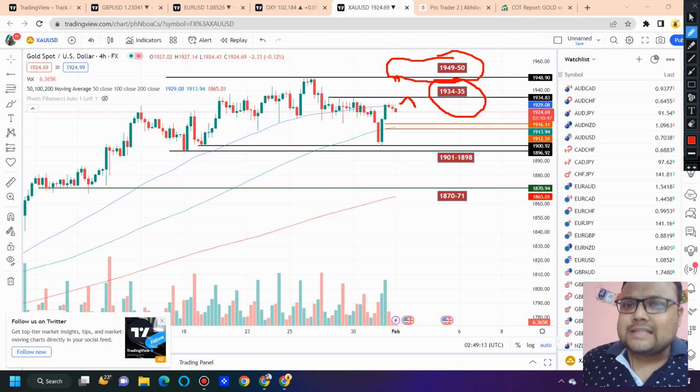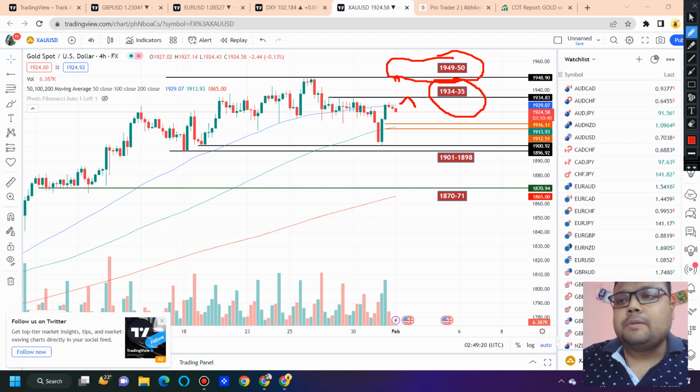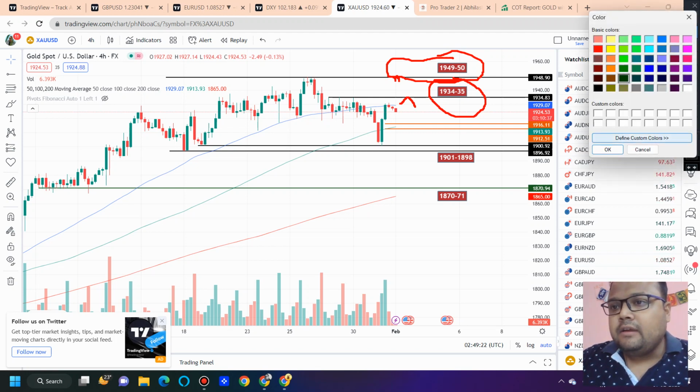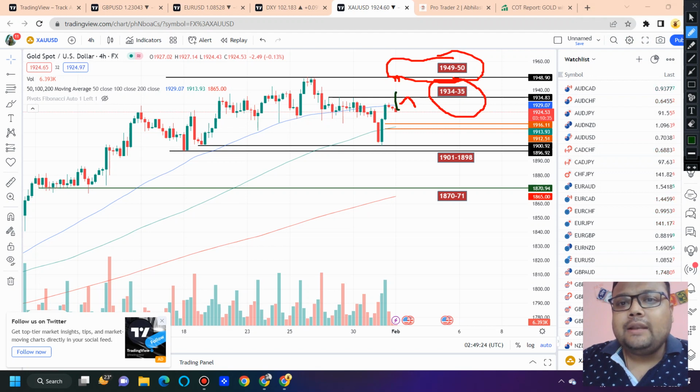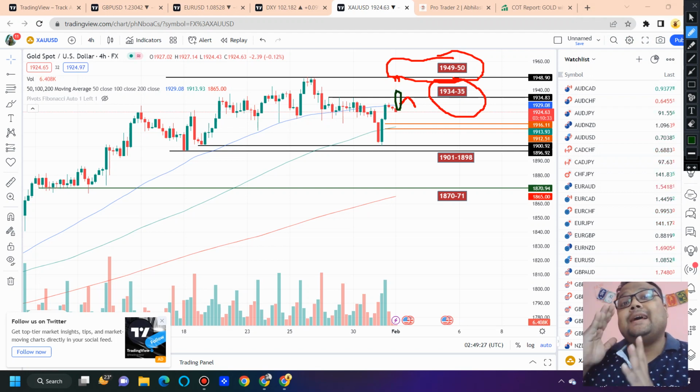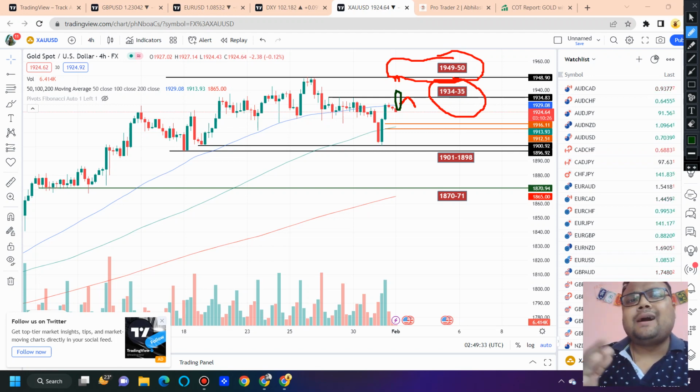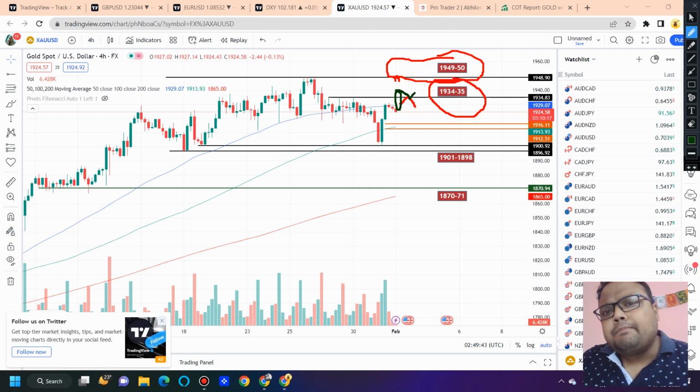In case the market breaks 1934-35, let's assume that during the European session or the US session, the market forms a big green candle. Then you can consider taking a buy position as well. Wait for 1 hour, 2 hours, and just observe the market. If you see that the market is trading comfortably above the 1934 level, 1936-37 level, let the market go for a little pullback. Once you see the market bouncing again, you can go for a buy position.